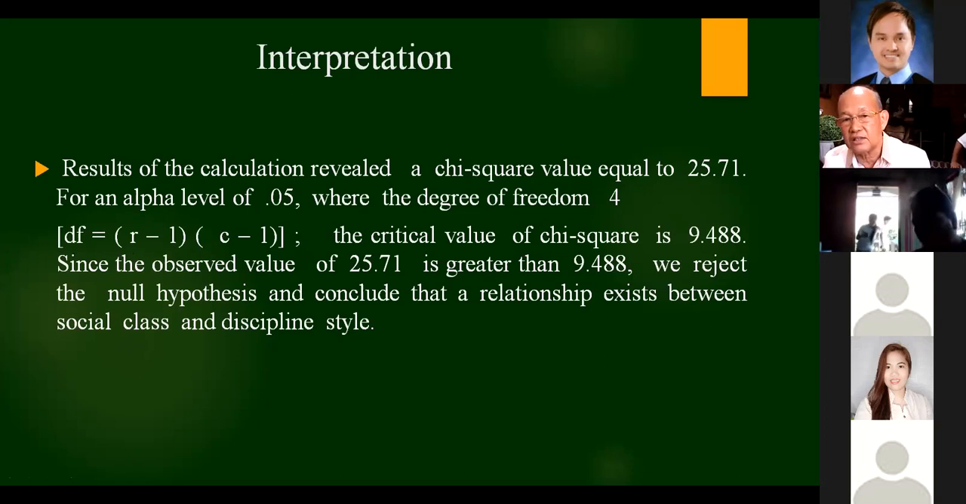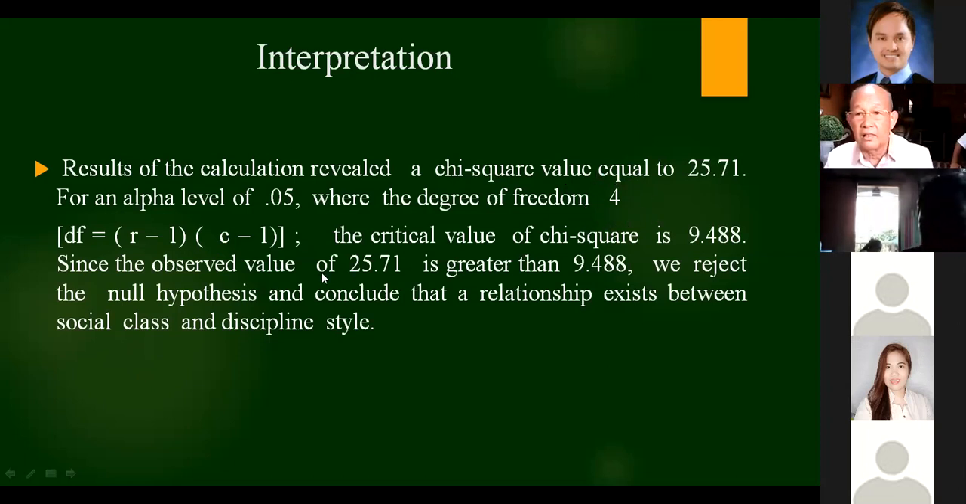Di ba ang rows natin, social class, my dear colleagues? Ilan ang levels ng social class? 3 po. So that means 3 minus 1. Yung columns natin, how many levels? Columns, discipline, 3 din. Kaya 3 minus 1 times 3 minus 1. So that means 2 times 2 is 4. Doon galing yung degree of freedom na 4. Okay? Degree of freedom is equal to 4.